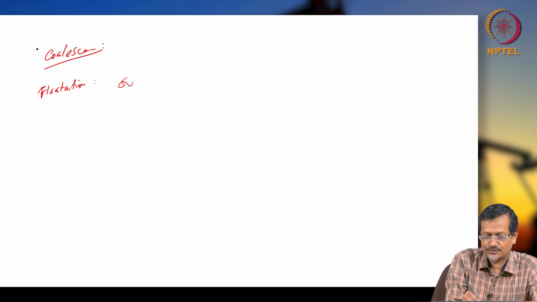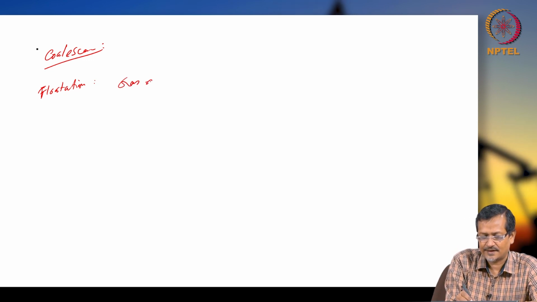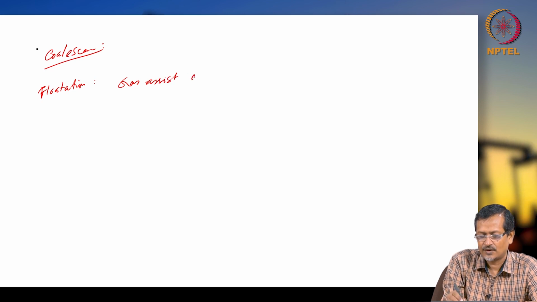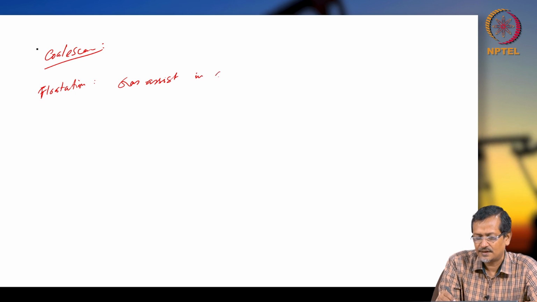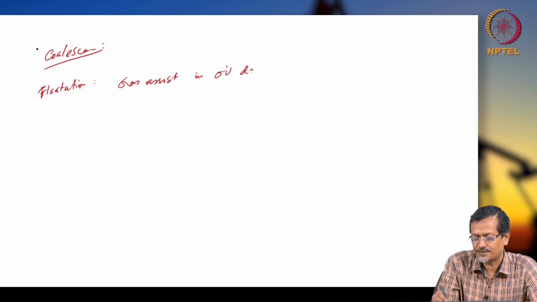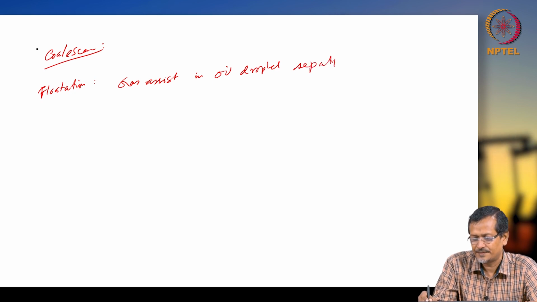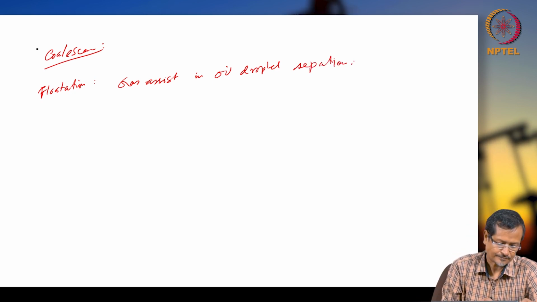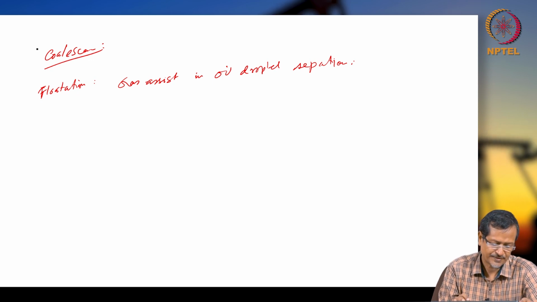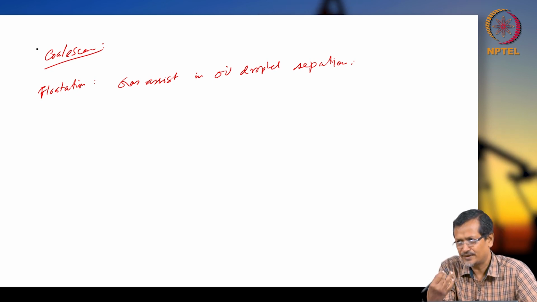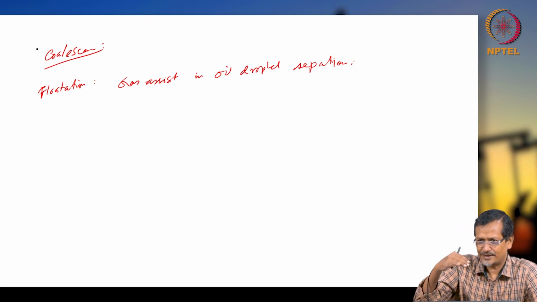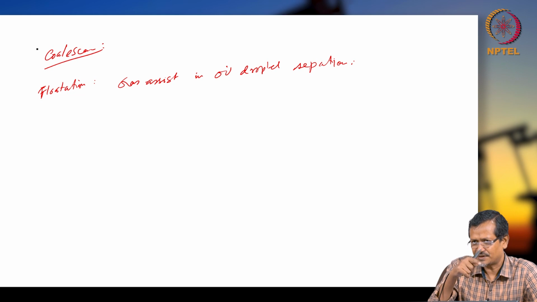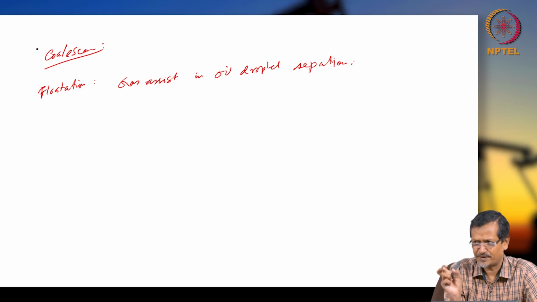So gas assists oil particle separation, it assists in oil droplet separation. The flotation process reduces vessel Tr. If you have some amount of gas, it will assist, so it will reduce retention time. So the separator can also be a smaller size, or retention time can be smaller.